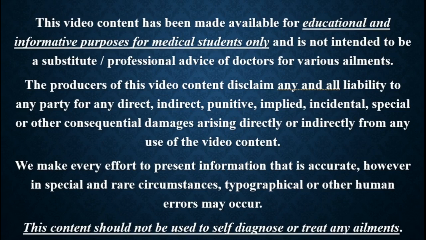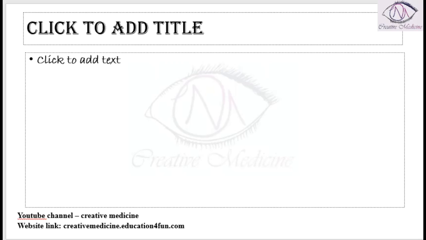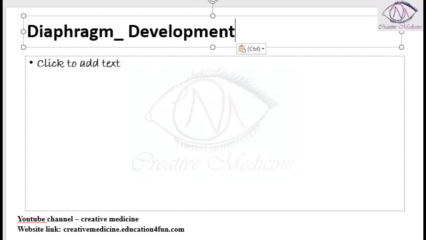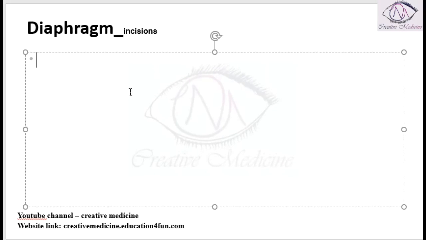In this lecture, we will learn about the incisions in the diaphragm. The incisions that we put for the diaphragm are of three types: circumferential incisions, central tendon incisions, or radial incisions.